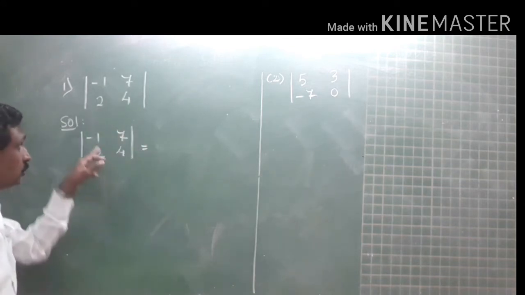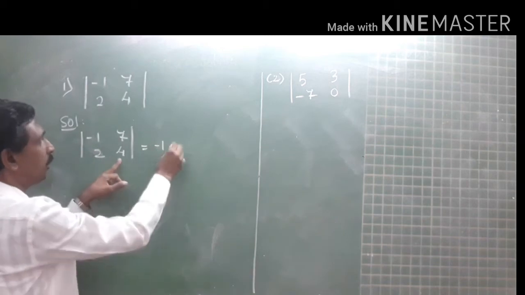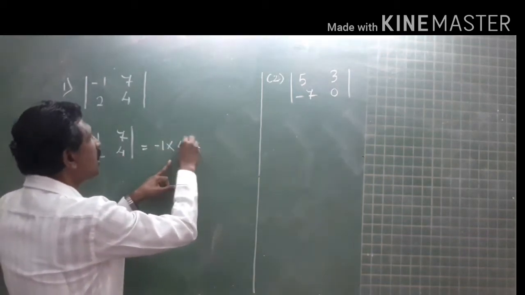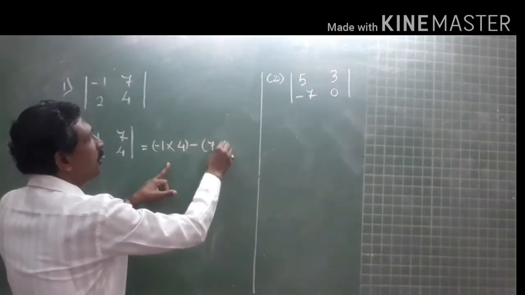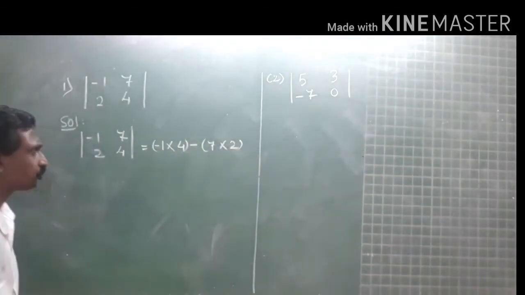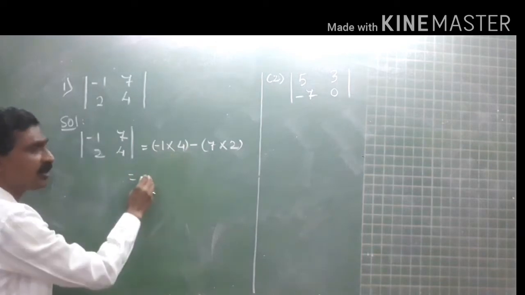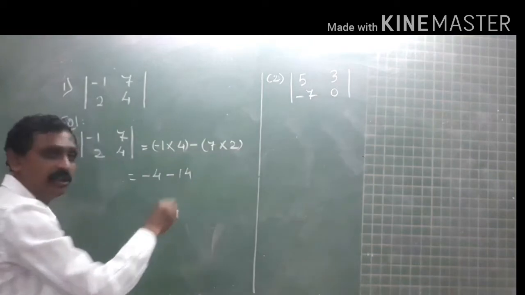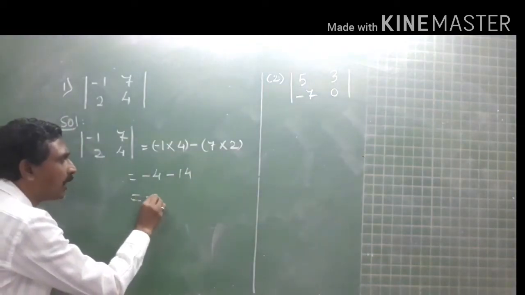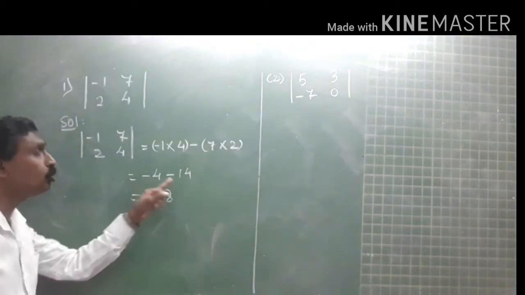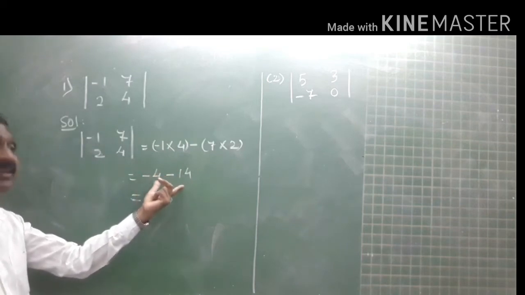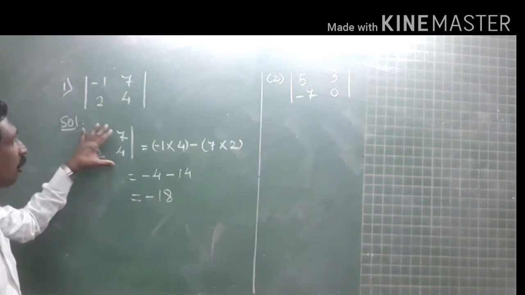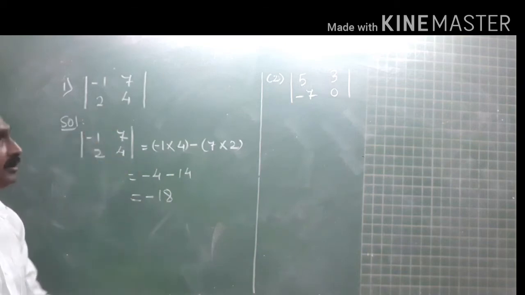Now this is equal to minus 1 multiplied by 4 minus 7 multiplied by 2, which is equal to 4 ones are 4 and minus 4 minus 7 twos are 14, which is equal to minus 18. When there are 2 negative signs, you have to add and you have to write the sign of the negative number. So the value of this determinant is minus 18.